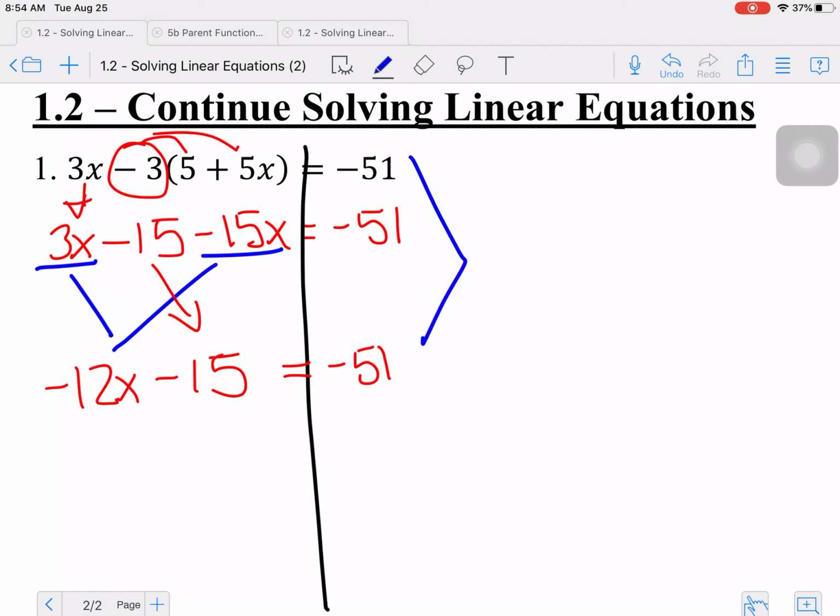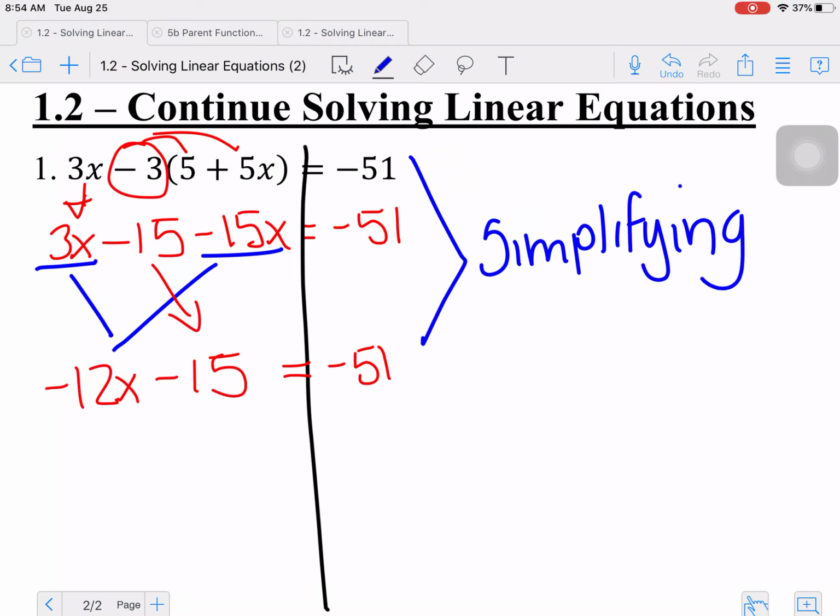And remember, this is simplifying. Okay, that's all I'm doing right now. Now let's get to the solving part. All right, so let's go ahead and make my first 0. I see a -15. Remember, I gotta leave the x by itself until the end. So I gotta get rid of the -15. How can I make that into a 0? Well, do the opposite. Add 15. Whatever you do to one side, you're gonna go ahead and do it to the other.